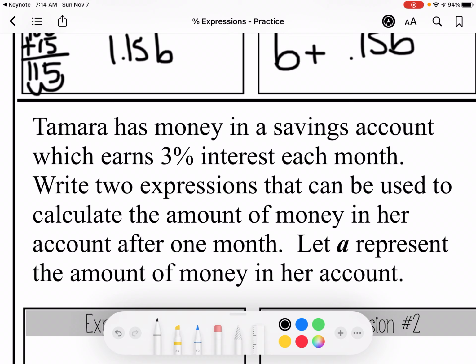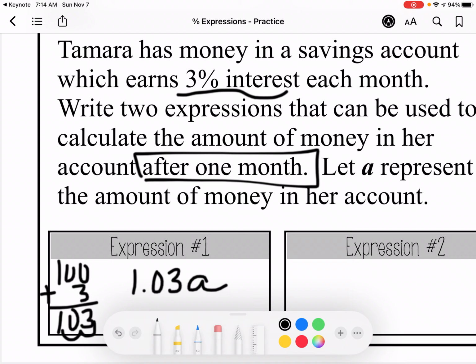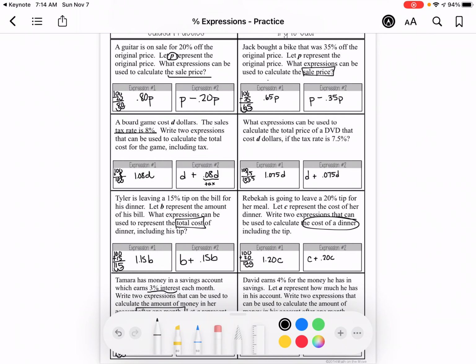Tamara has money in a savings account which earns 3% interest each month. Write two expressions that can be used to calculate the amount of money in her account after 1 month. Let A represent the amount of money in her account. So I know that I have 100%, and interest is going to be added to it. So now I have 103. So I could do 1.03A, or I could do A plus 0.03A, because I'm adding the amount that's already in our account plus 3% of the amount.